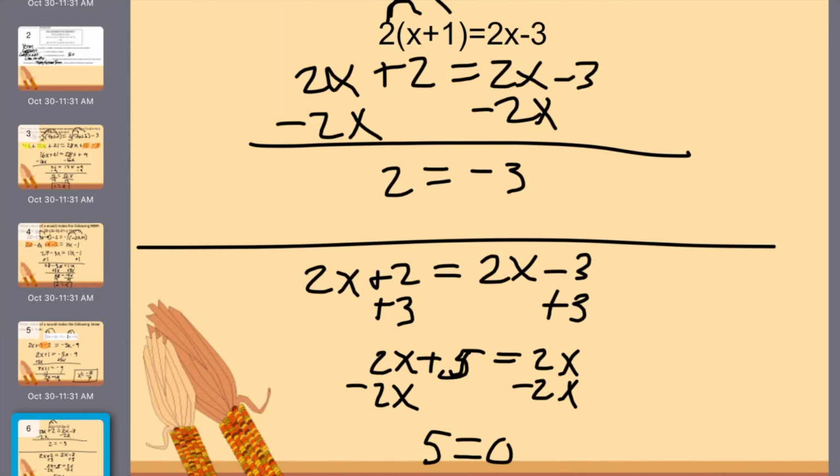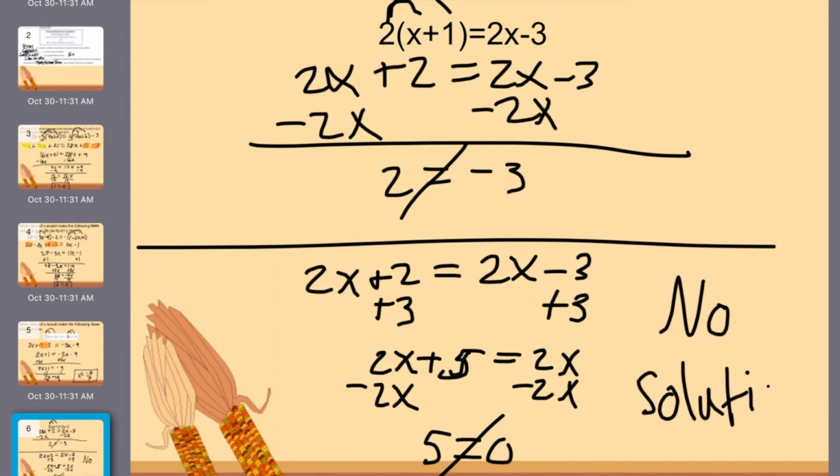Well, in that case, I can see that 2 does not equal negative 3, and 5 does not equal 0 in any lifetime. So in this case, that automatically tells me that my solution is actually no solution because there is no possible answer that will work in this situation.